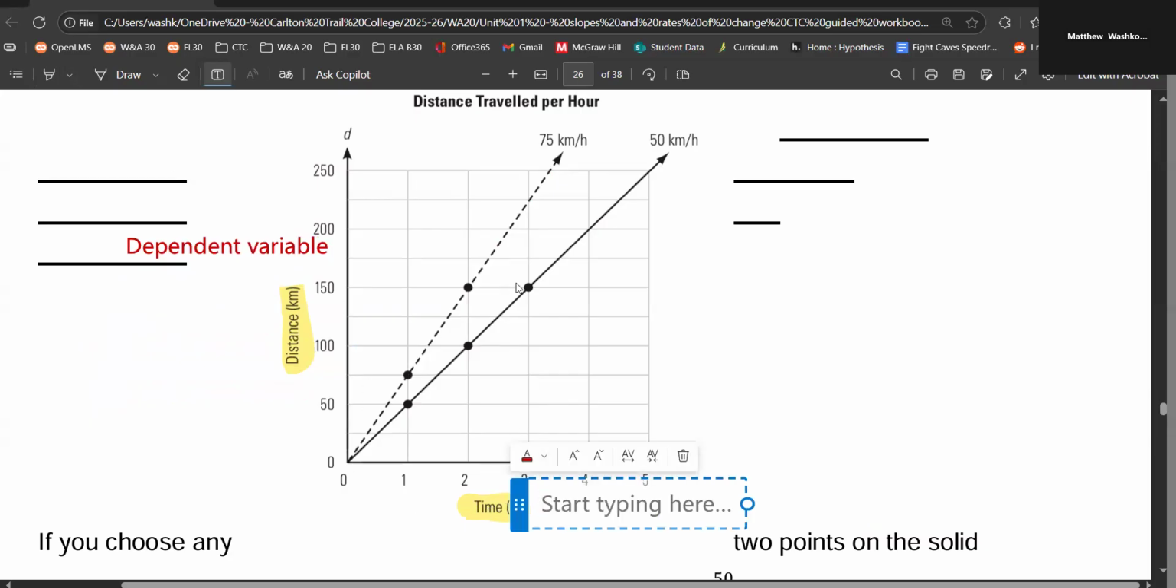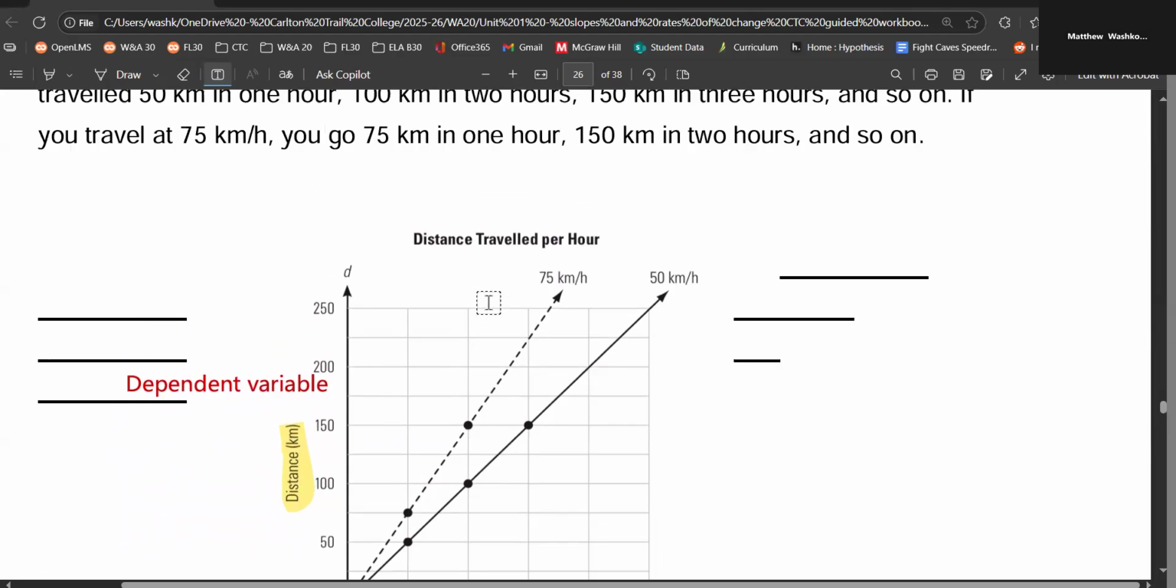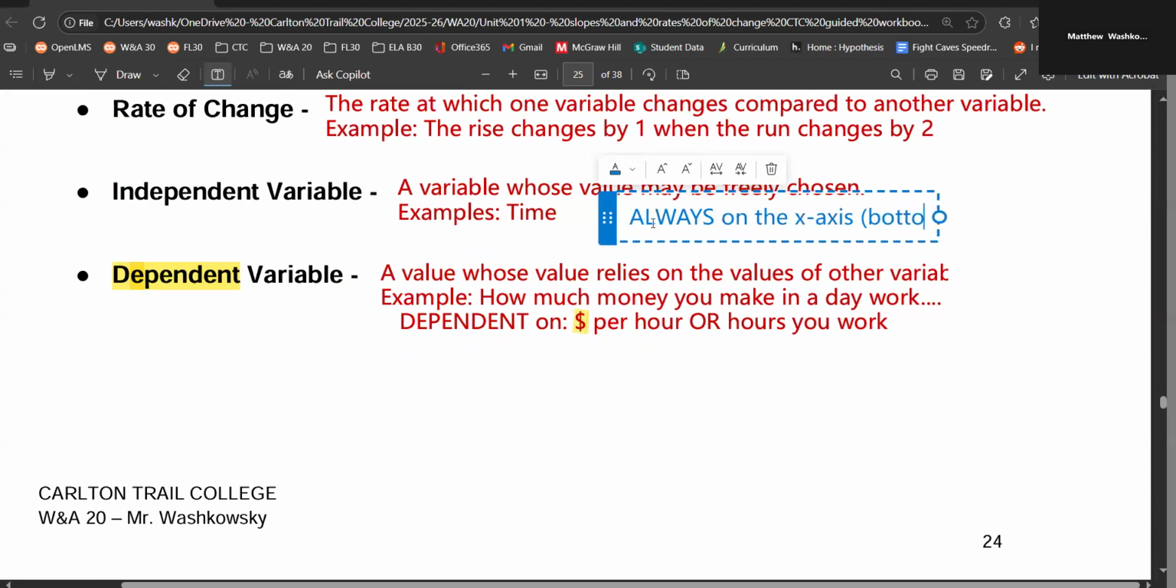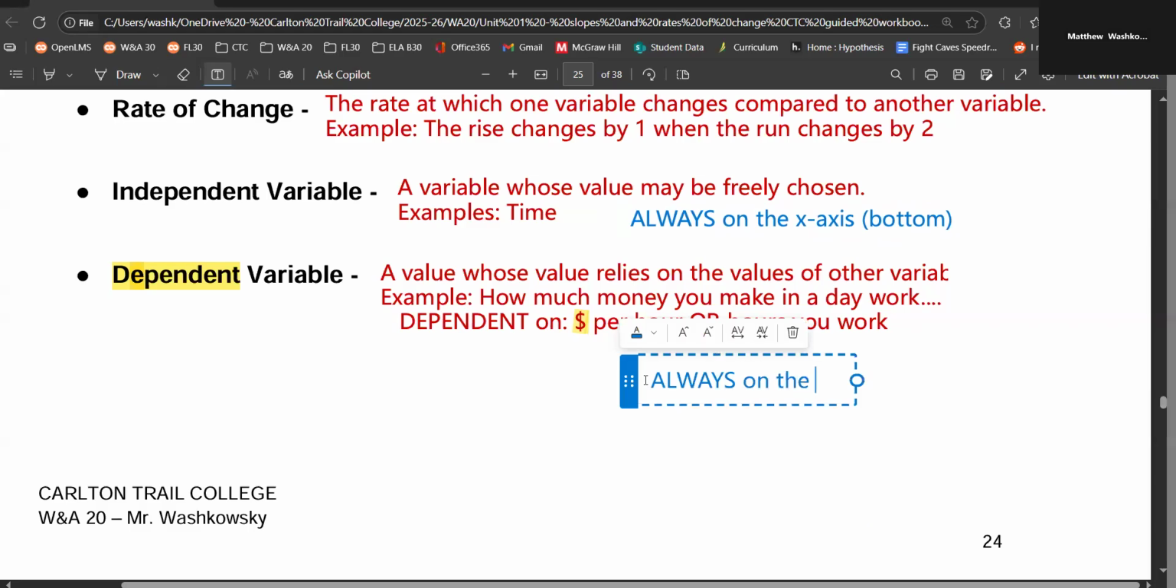Whereas you look the other way, time is almost always the independent variable, okay? Now this is important because, going back up the page, the independent variable, I'm going to make this blue so it stands out a little bit more. The independent variable is always on the x-axis, the bottom of the graph, whereas the dependent variable is always on the y-axis, going up and down on the graph.